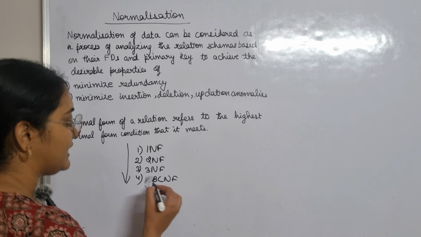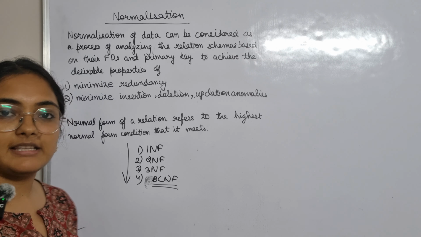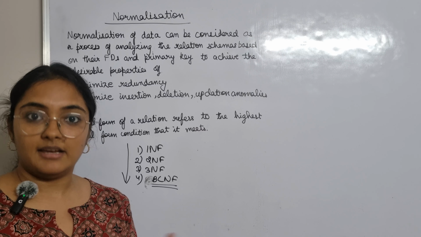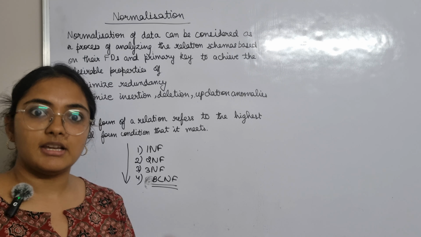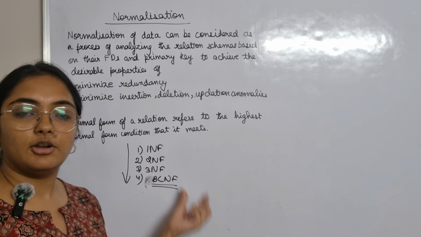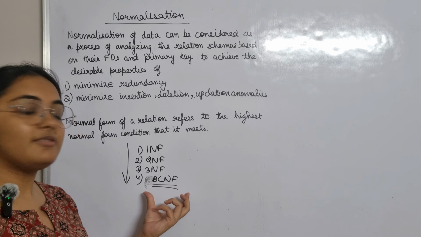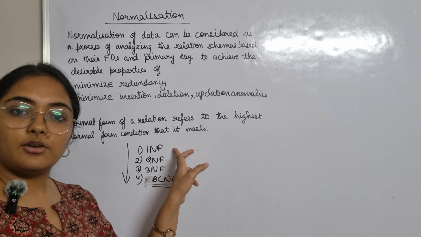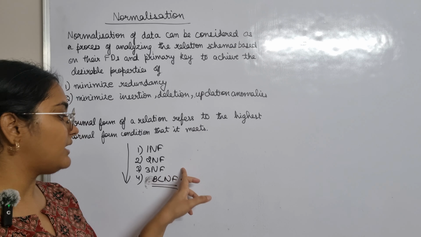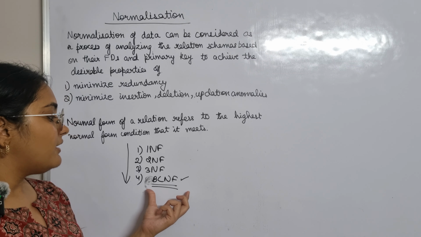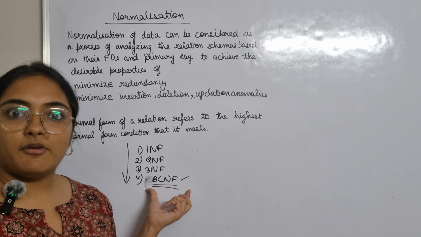For example, if a relation schema is in BCNF, you can see it with the same analogy of the certification: if you have qualified the higher certification, it means you have already crossed the lower ones, right? So similar is the case here. If a relation schema is in BCNF, it means it has already cleared 1NF, 2NF, 3NF, and now also it's in BCNF, right?